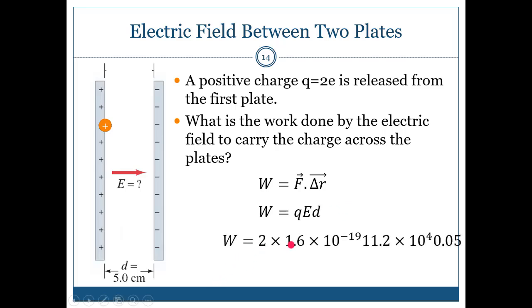Hence, we can actually calculate a number, but we have to make sure that we write the value for e, which is 1.6 times 10 to minus 19. We also have to make sure that we convert this 5 centimeters to meters. So there is the conversion, 0.05 meters, and that was our electric field. So we get 1.8 times 10 to minus 15 joules of work that the electric field does to carry this charge across. Well, not a big energy change it is.